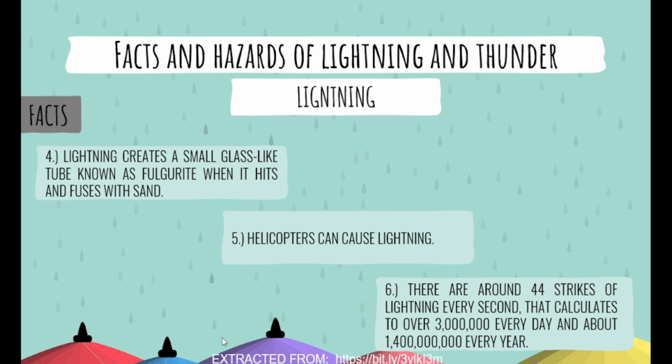Lightning is one of nature's most recurrent and common spectacles. In the world, there are over 3 million flashes every day. That's around 44 strikes of lightning every second, or about 1,400,000,000 strikes every year.